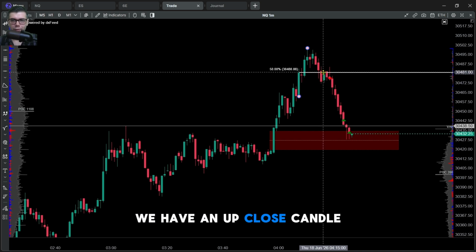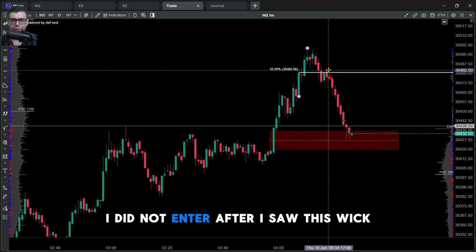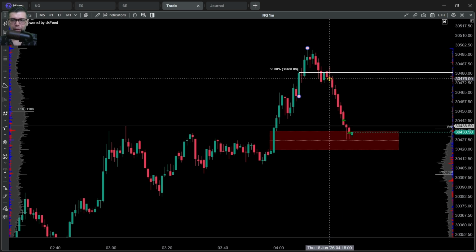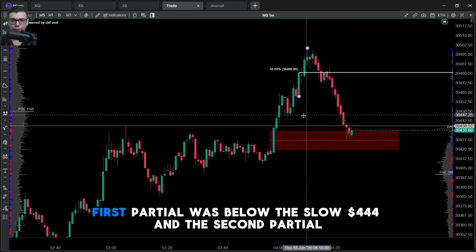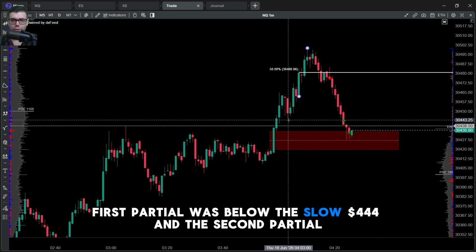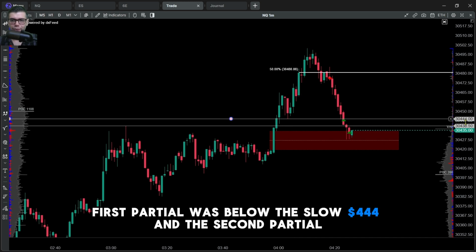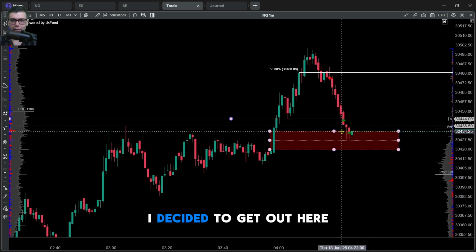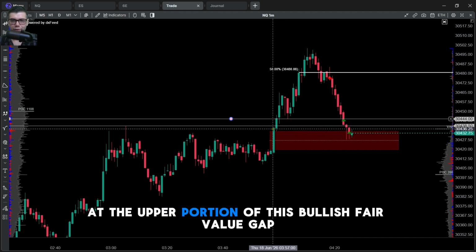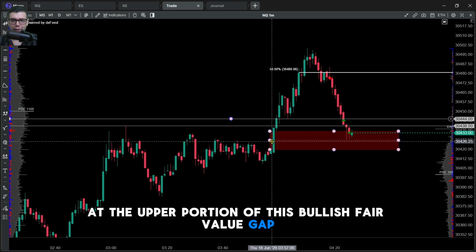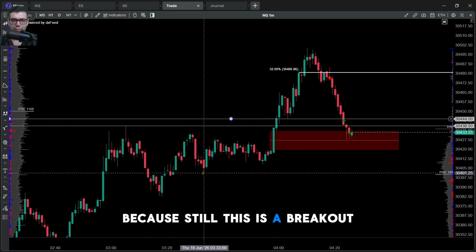We have an up close candle. I did not enter. After I saw this wick, I entered a short position. First partial was below this low, $444. And the second partial, I decided to get out here at the upper portion of this bullish fair value gap, because still this is a breakout.